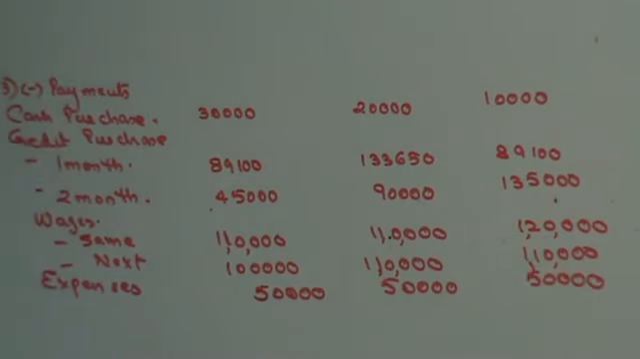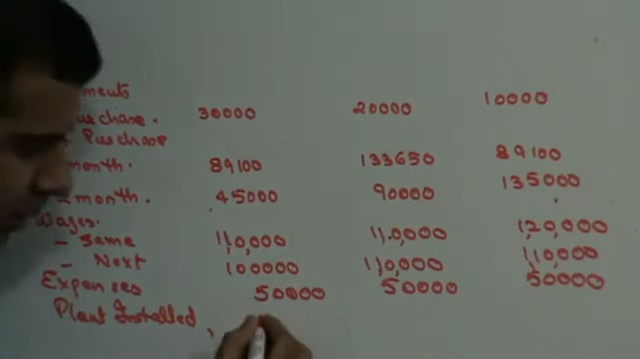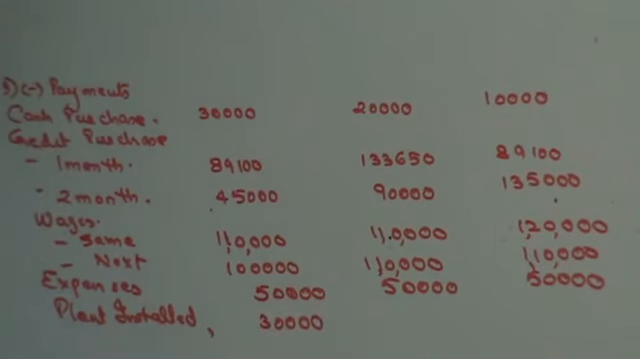Right? Next, plant costing 1 lakh installed on 31st Jan on payment of 25% of the cost in addition to installation charges of 5,000. Right? Plant installed. Now the cost of the plant is given to you as 1 lakh. 25% of that is going to be 25,000. So 25,000 I have to pay for the plant plus 5,000 installation charges. That means 30,000 I have to pay in the month of Jan. Right? It is installed in Jan.